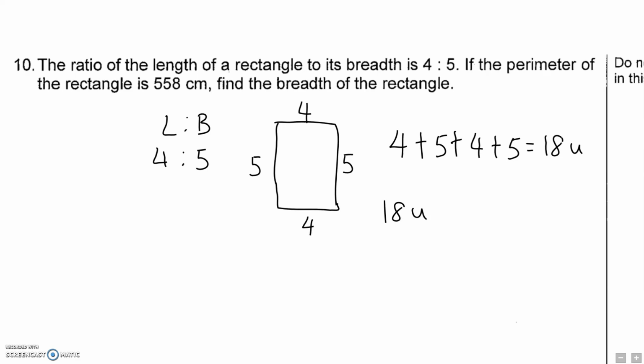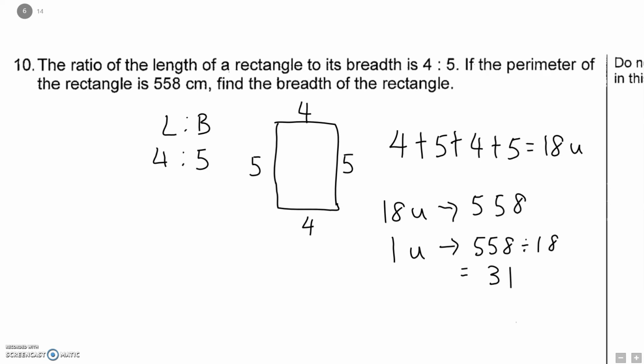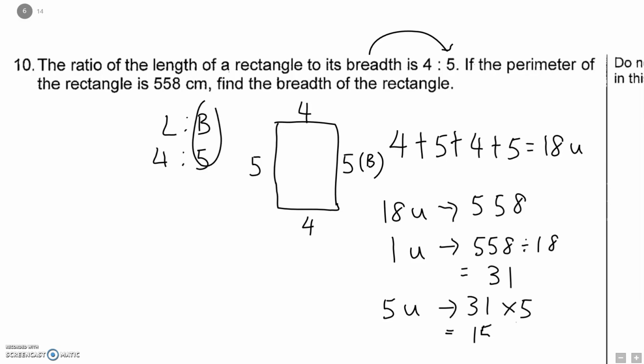And this 18 units, from what we know, is equals to 558. Okay? Now that you know 18 units, let's find for 1 unit. With your calculator, 558 divided by 18. How would you know you are on the right track? You get a very nice answer with no decimal, no remainder. Now your job is to find out how much is the breadth. Now remember, the breadth is 5 units. So what we're going to do, we're going to find 5 units, which is 31 times 5, gives you your final answer.